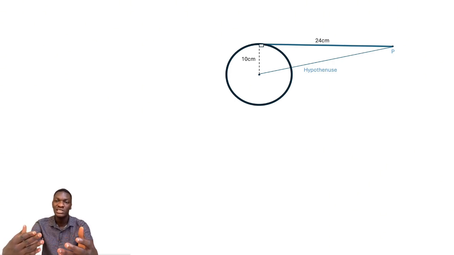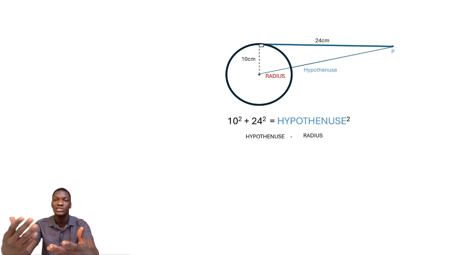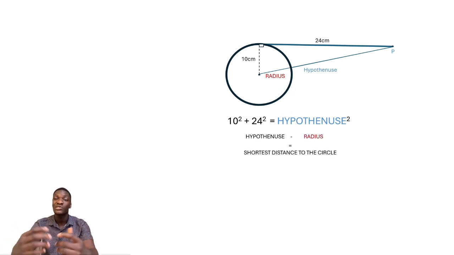Okay, so the shortest distance from P to the circle is the small segment from P to the circumference of the circle. And that is what we're actually looking for. So ordinarily, students will use the Pythagorean theorem and find the hypotenuse of the triangle and subtract the radius from the hypotenuse to give us the shortest distance between the point P and the circle. Let's look at how they do that.